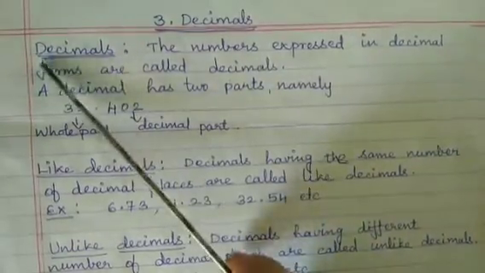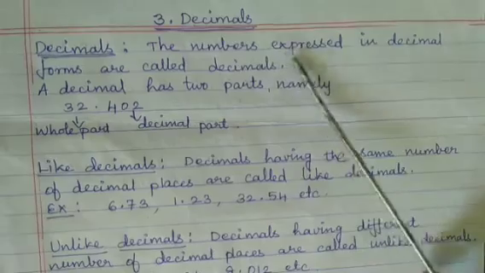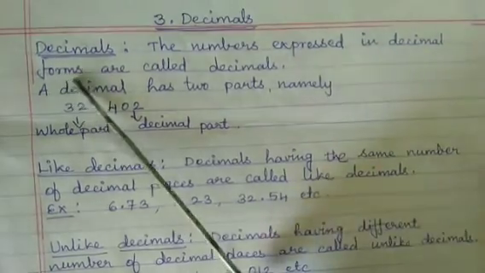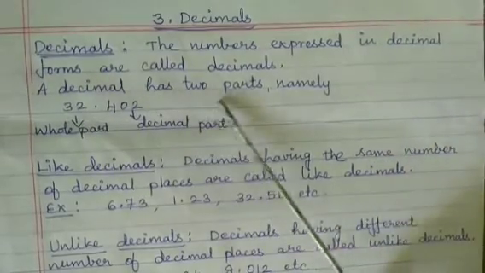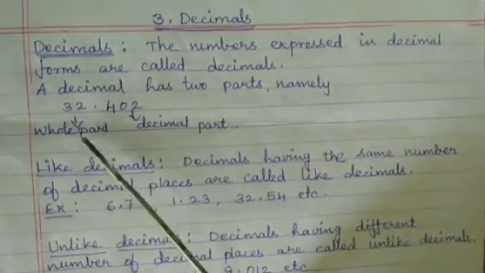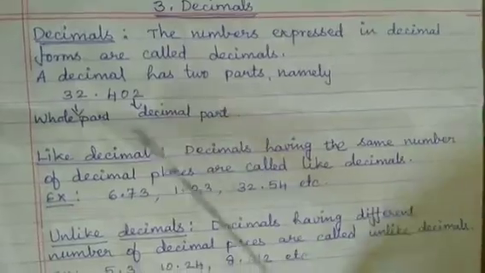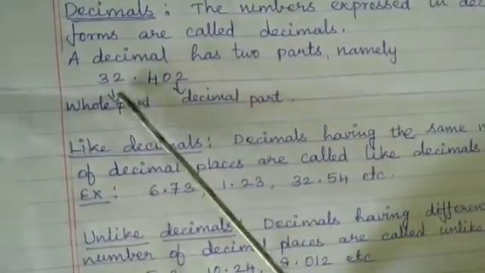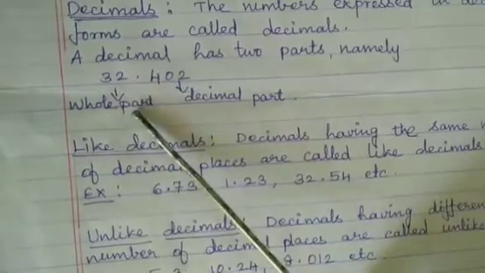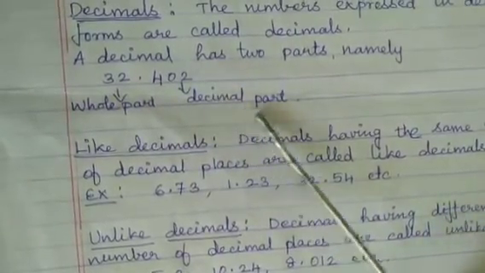What is the definition of decimals? The numbers expressed in decimal form are called decimals. So a decimal has two parts, namely the whole part and the decimal part. See the example 32.402. 32 is a whole number, that is the whole part. 402 is the decimal part.